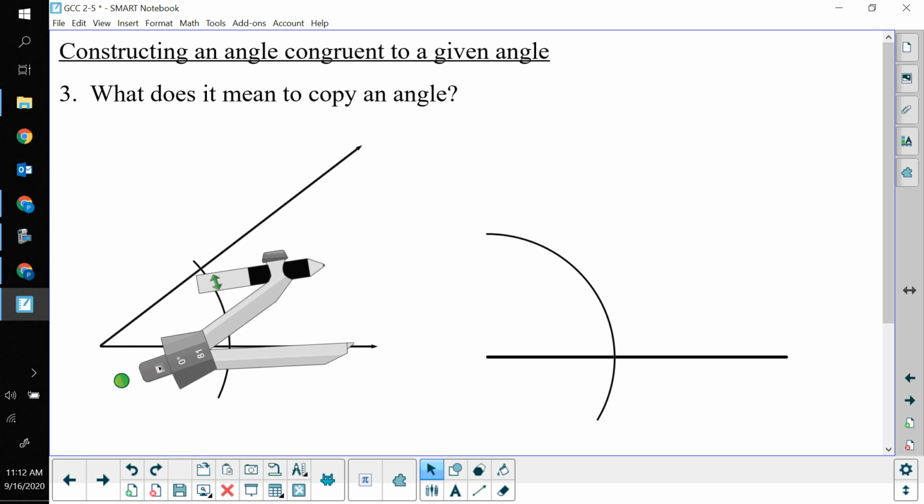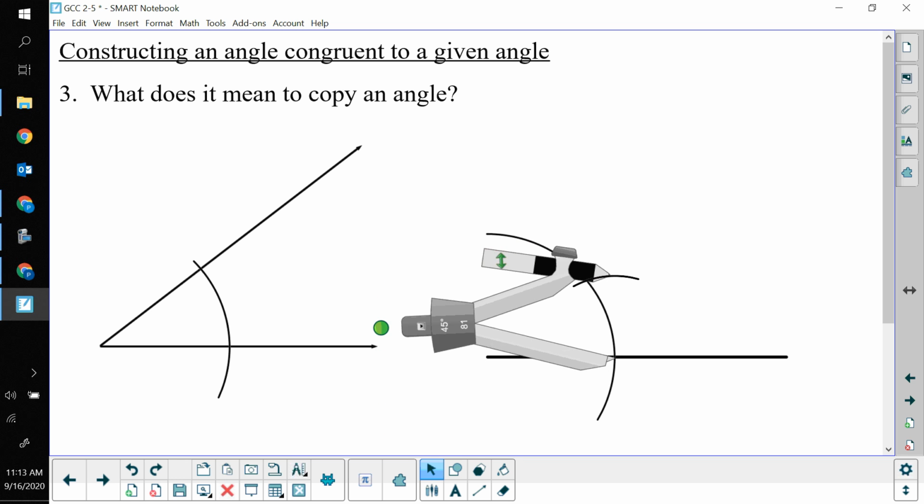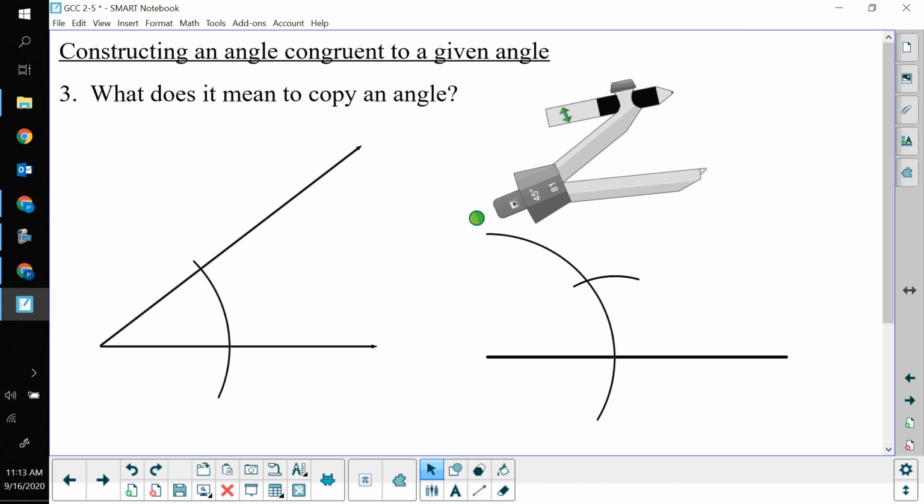And then keeping your compass the same, we're going to put that point on the new intersection that was created. And then just do a little swoop with your compass to create another intersection. That intersection that we just created, we will connect a line from our endpoint to there.